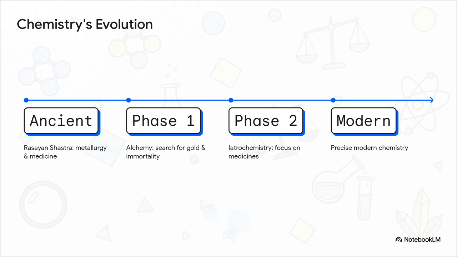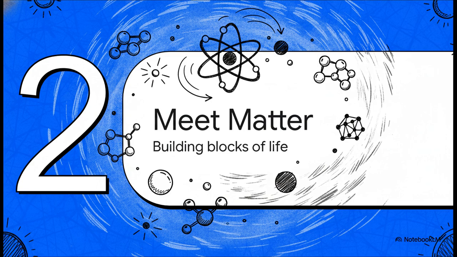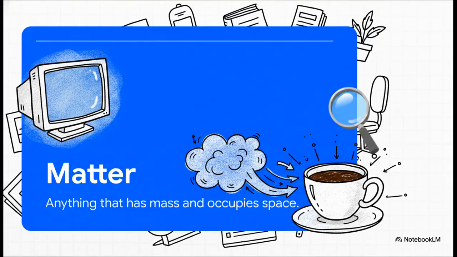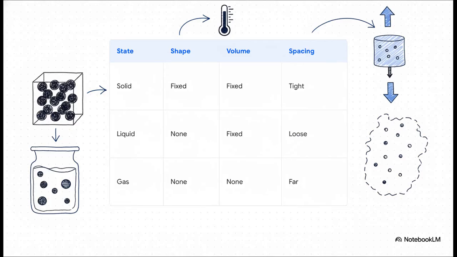Moving right along to section 2, meet your maker, matter. To really understand the changes happening in the universe, we have to establish an absolute baseline here. What is matter? Simply put, it's anything that has mass and takes up space, period. Whether it's the screen you're looking at right now, the air you're breathing, or the coffee in your mug, this is the stage upon which all physical and chemical properties play out. It's the whole shebang.